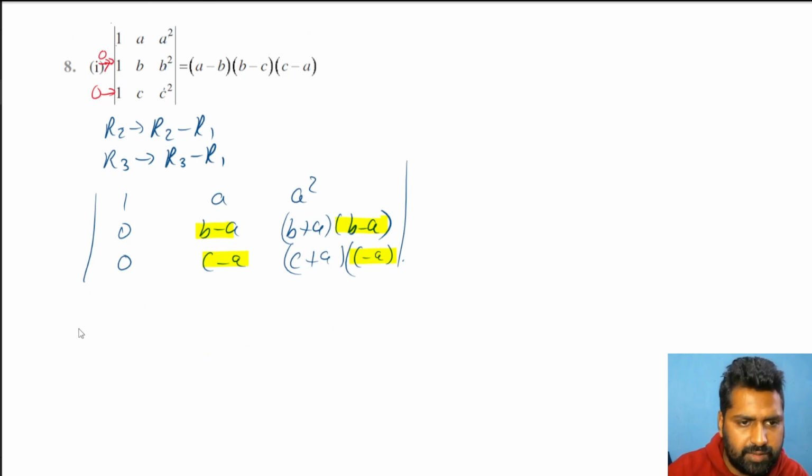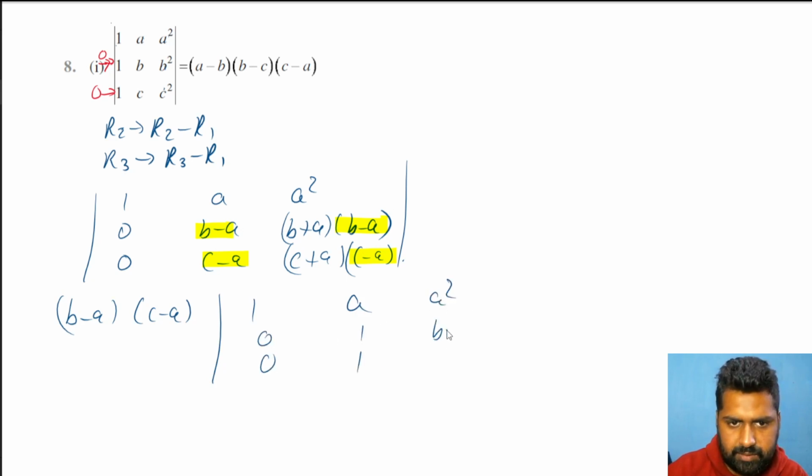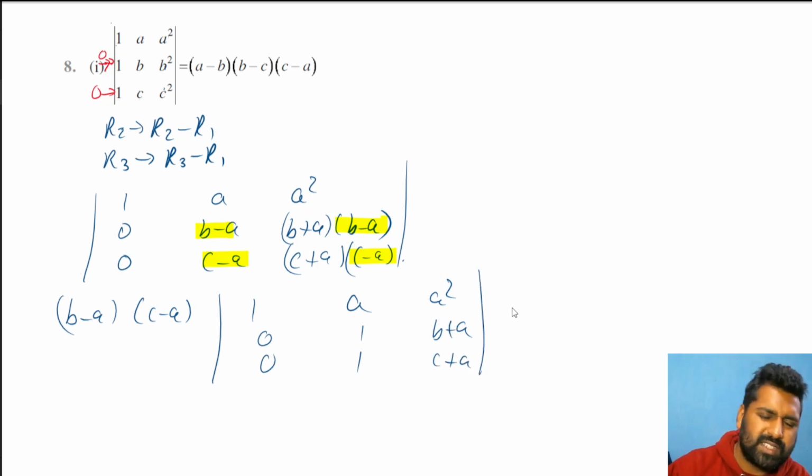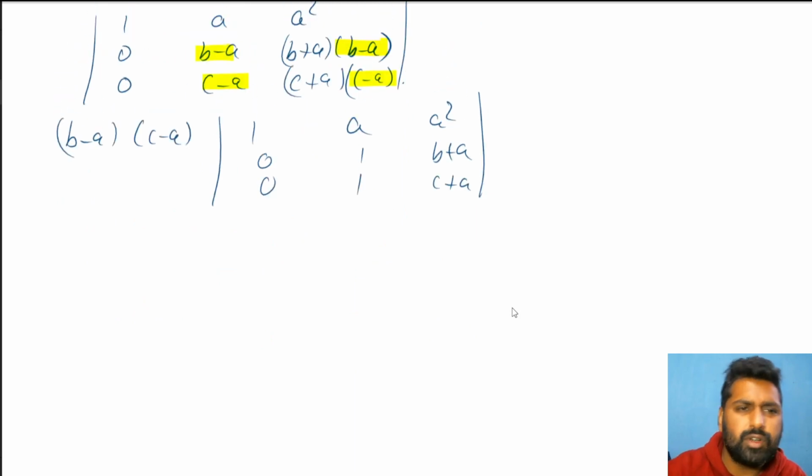So I'm taking common b minus a, c minus a. What is left? 1, a square, 0, 0, 1, 1, b plus a, c plus a. Don't emphasize too much, just open it now. Of course we can, suppose you want to use more property, try to generate 0 here by subtracting the operation. R3 goes to R3 minus R2, yes, but I don't think expanding is such a problem here, because it's very simple, multiplication with 1, multiplication with 1.